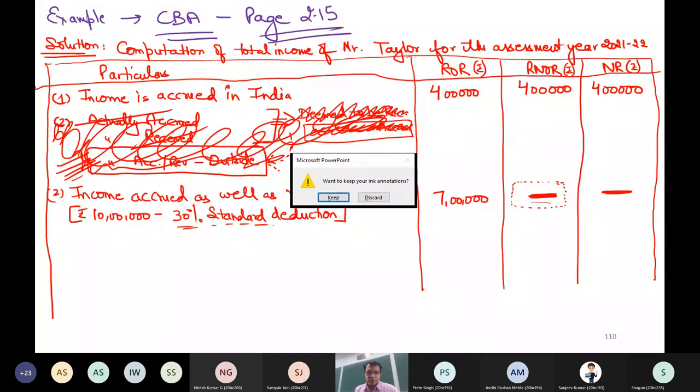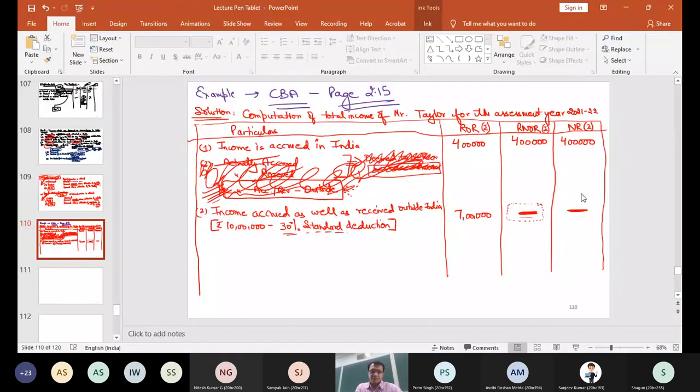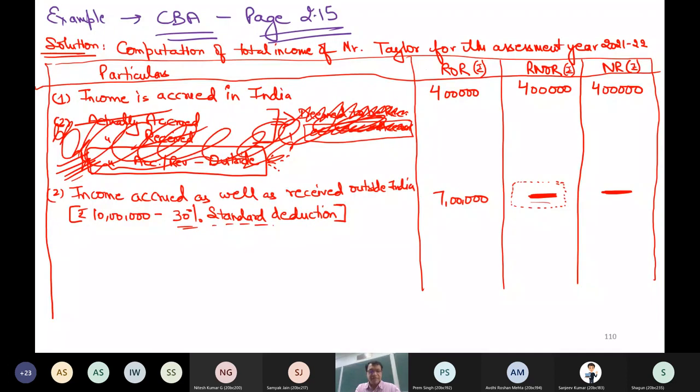Please raise your hand if you have understood this point. Very good. Third point. Now, if you see, what is the third point? Dividend received from M Limited, an Indian company.